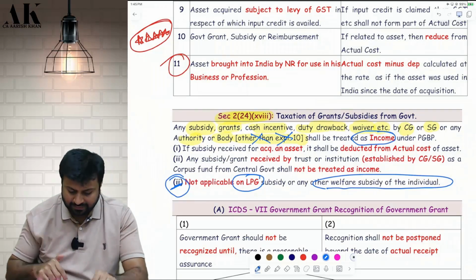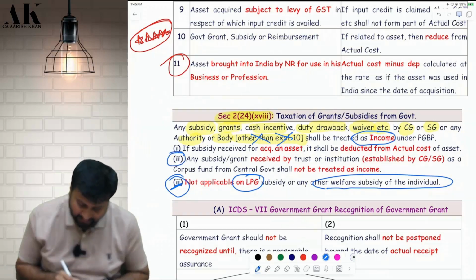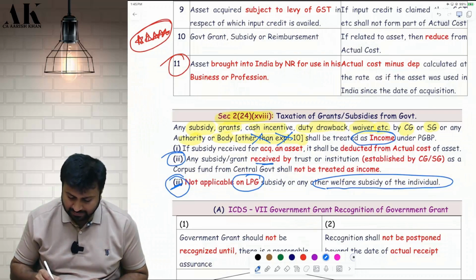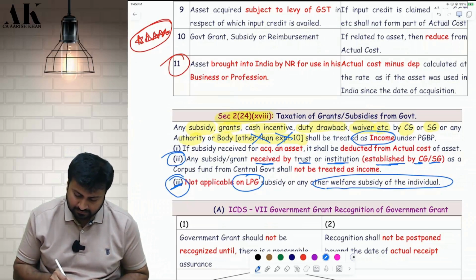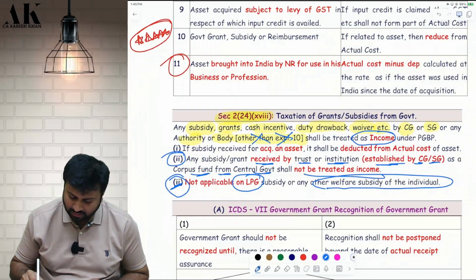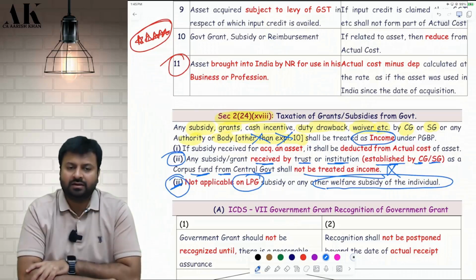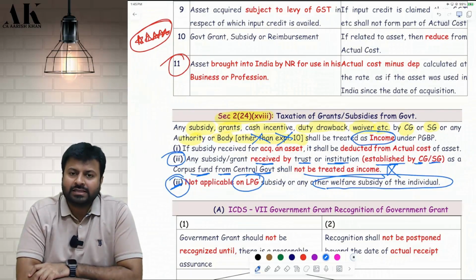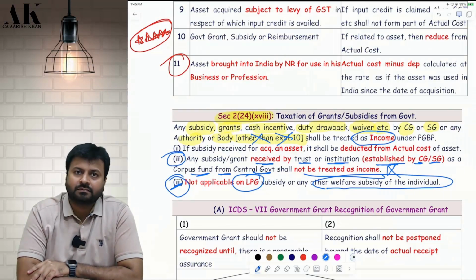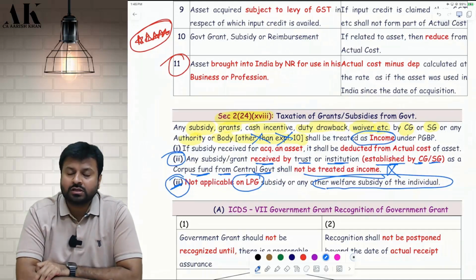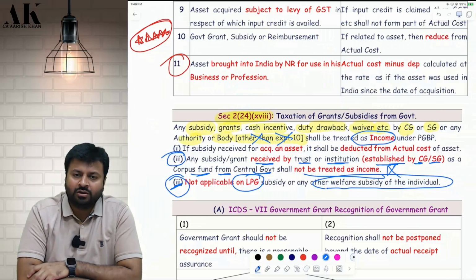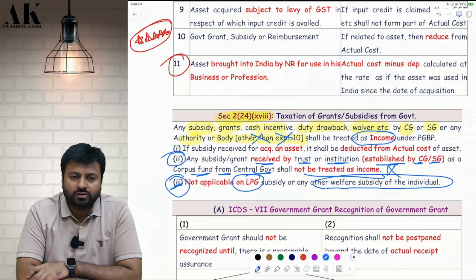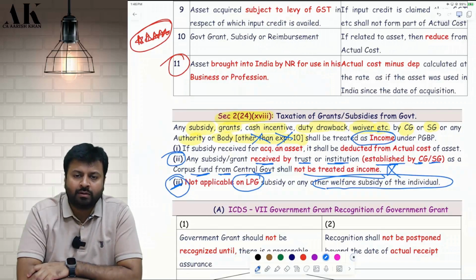Yes. So for that purpose, the government has excluded that also in point number 2 over here. You can check it over here. Any subsidy received by a trust or institution established by central government or state government as a corpus fund from central government shall not be treated as income. Are you clear? Please tell me. So if central government is giving any money to any central government trust or institution, or to a state government trust or institution, then that will not be subject to what? Tax in the hands of the recipient. Are you clear? Please tell me. So this is what these explanations are all about.